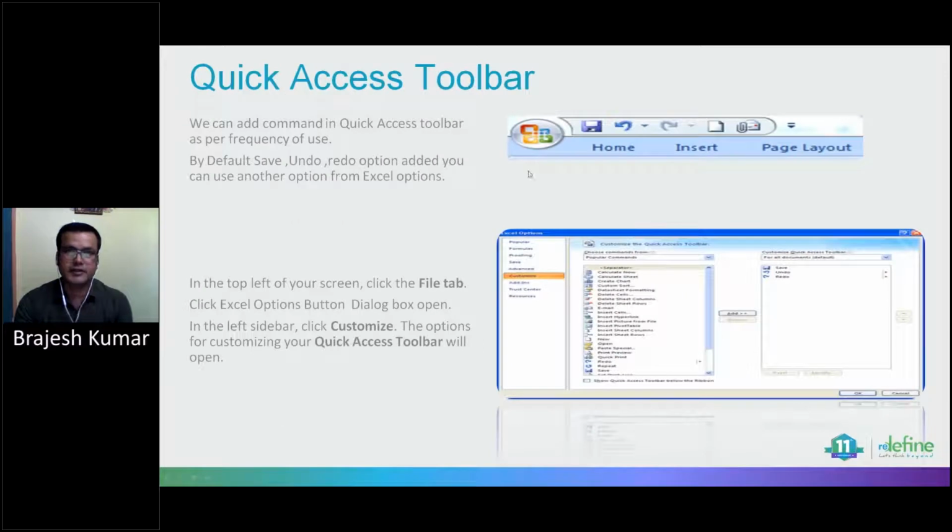Quick access toolbar. Above the ribbon we have the quick access toolbar. We can add frequently used tools in this option, like email. We frequently use the email option, the saving option, the formatting option.